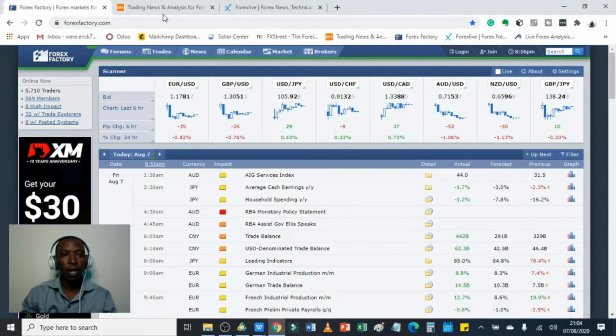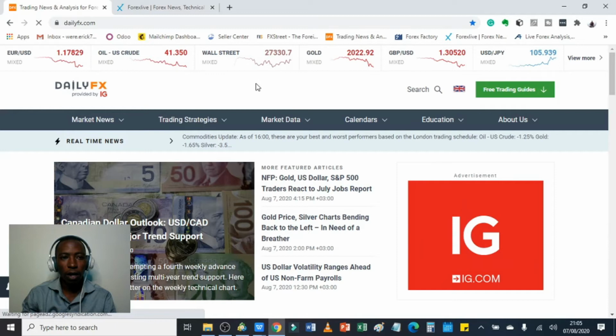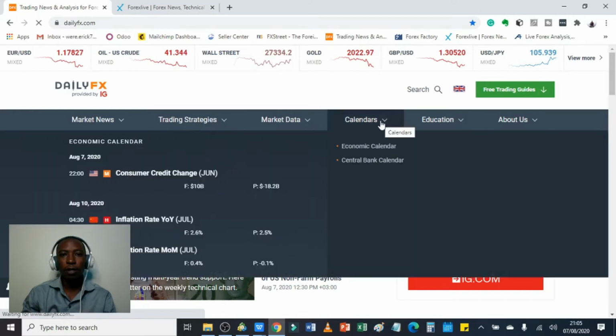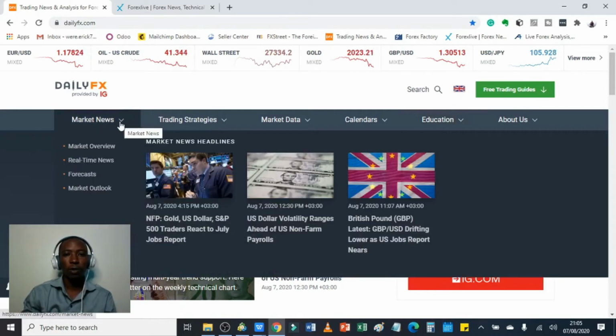That is Forex Factory. And then here, third, I have Daily Forex, that is DailyFX. And as you can see on their menu bar, we have calendars. This is the economic calendar. You can use it to track all those fundamental news I was able to tell you: non-farm payroll, the consumer price index, the producer price index, the GDP, and much more. Education, trading courses, you can access free trading courses and free trading materials, live webinars, free trading guides, trading research, and much more. Under news, you can take advantage of the latest news in the market, and news affect the direction of the market.